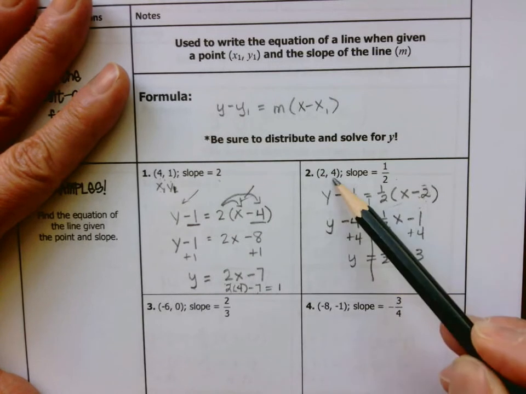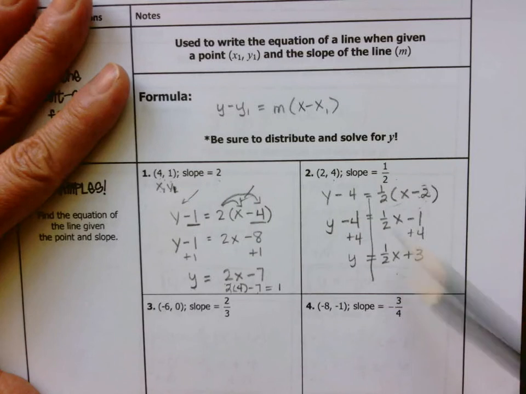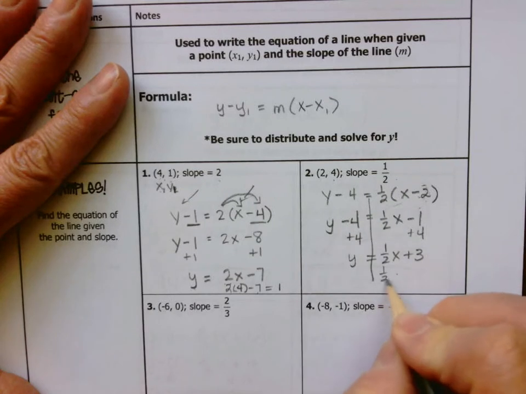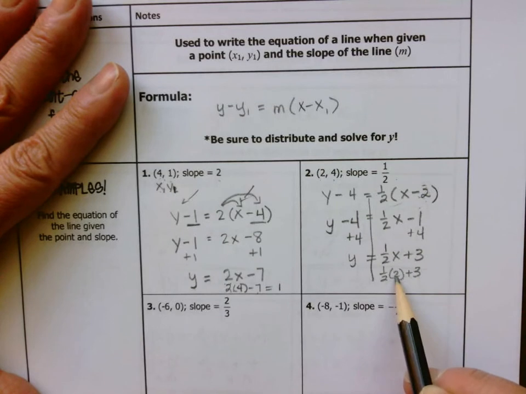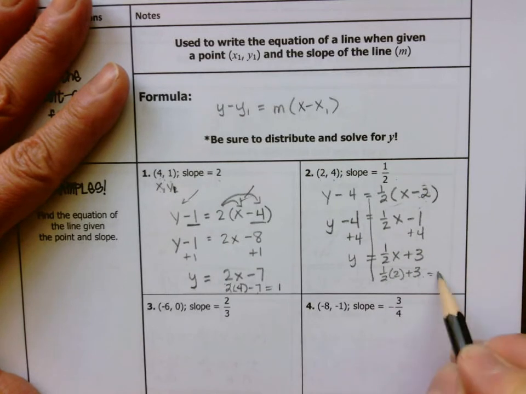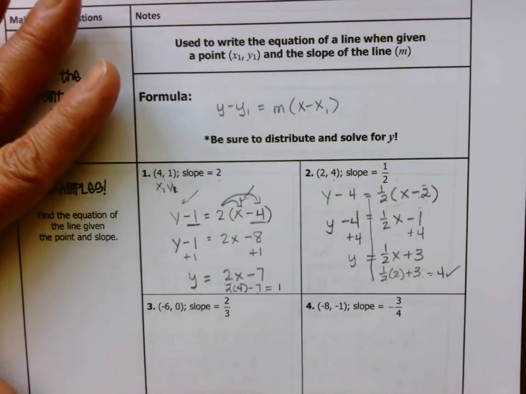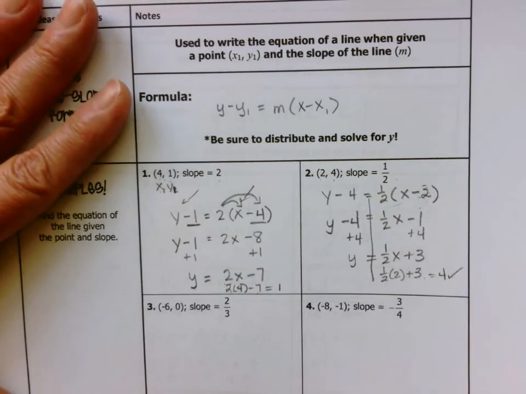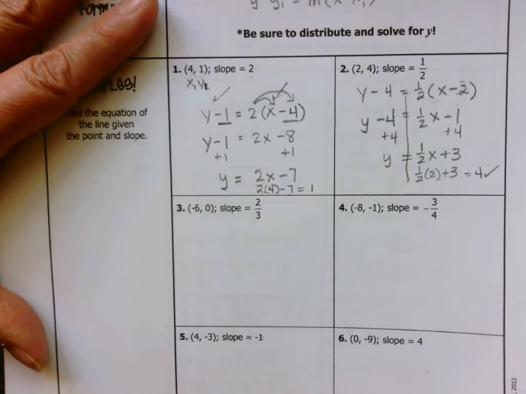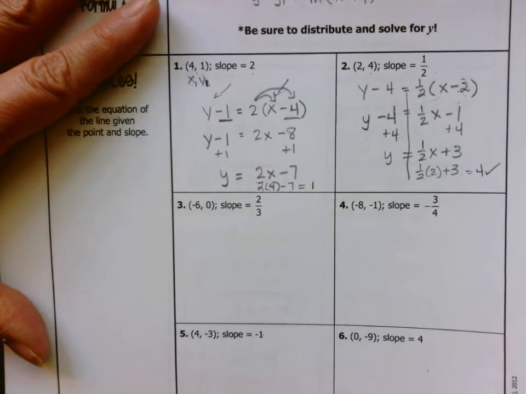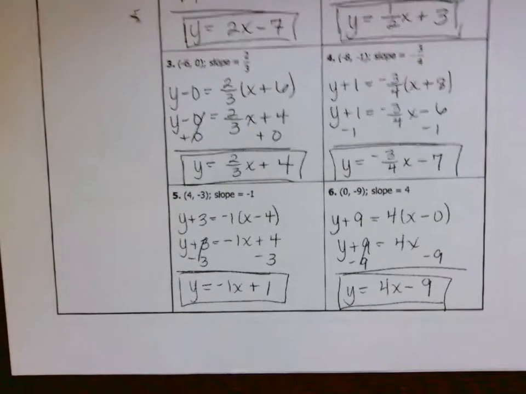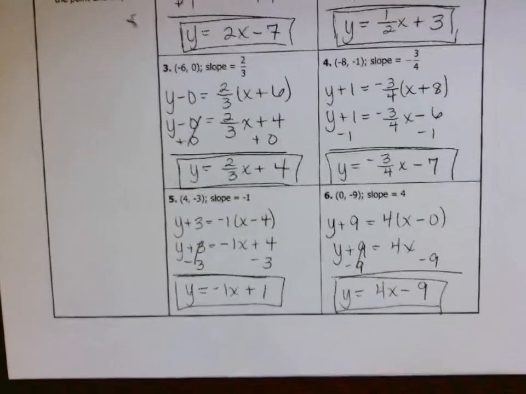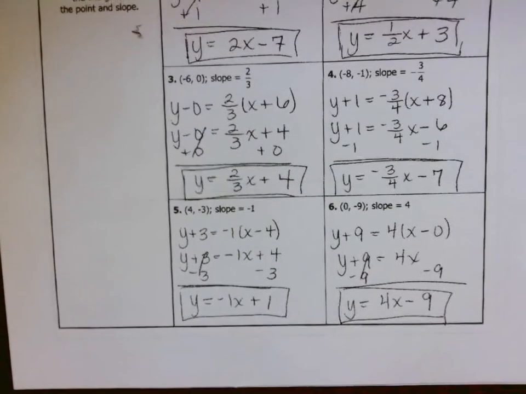And let's see if this point satisfies this equation. If I put in a 2 here, I should get 4. 1/2 times 2 is 1, plus 3 is equal to 4. So I check out. So pause the video right now, do problems 3, 4, 5, and 6 on your own, and check your answers. And here is the key so you can check your answers. Make sure to ask good questions if this is confusing for you.